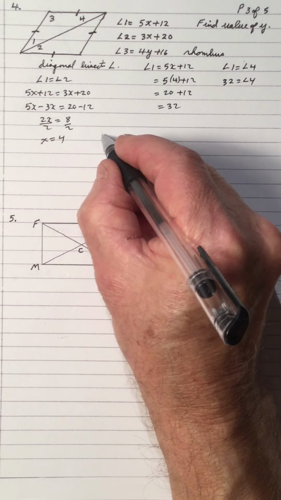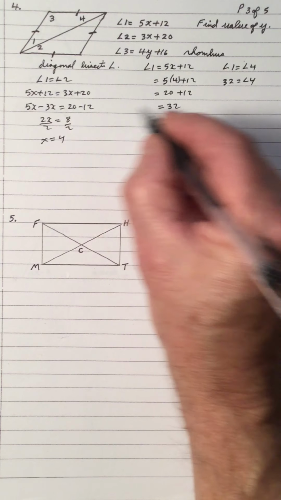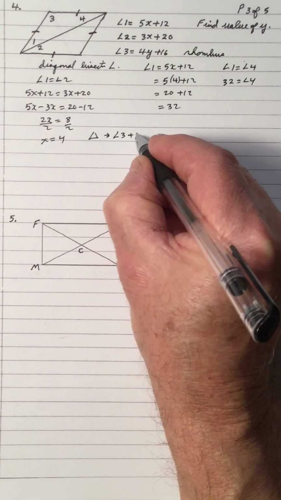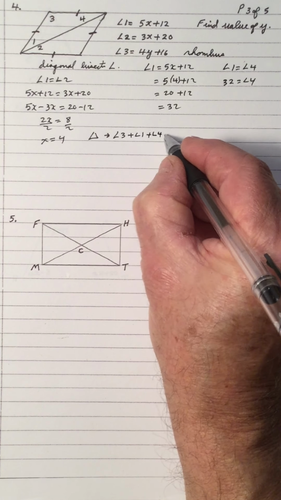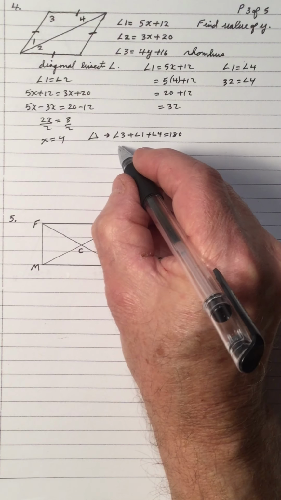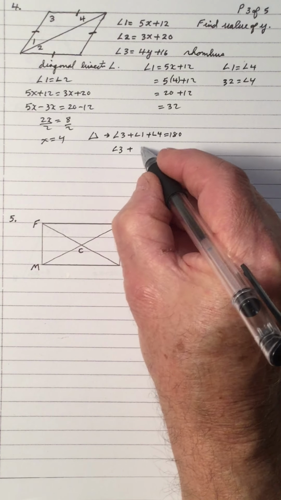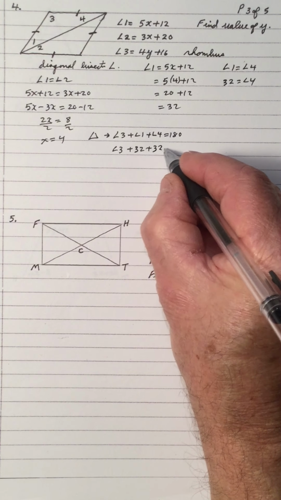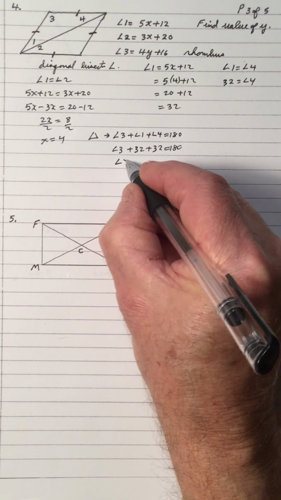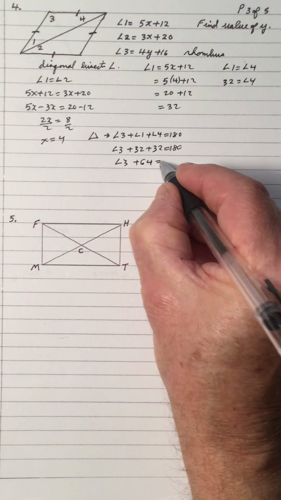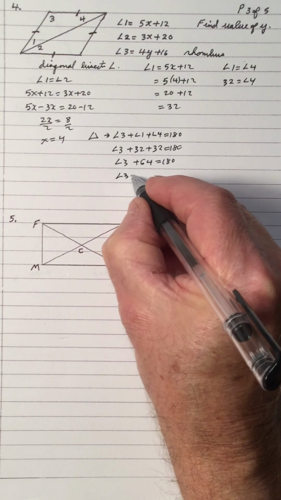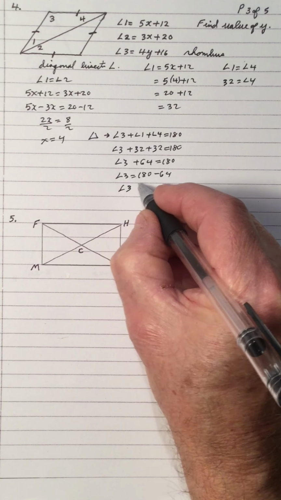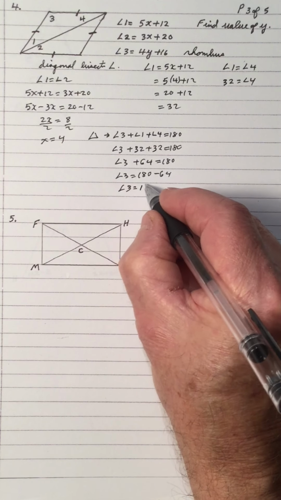And if that be the case, then in the triangle, we have angle 3 plus angle 1 plus angle 4 is 180 in a triangle. So angle 1 is 32. Angle 4 is 32. So angle 3 plus 64 equals 180. So angle 3 is 180 minus 64. So angle 3 is 116.